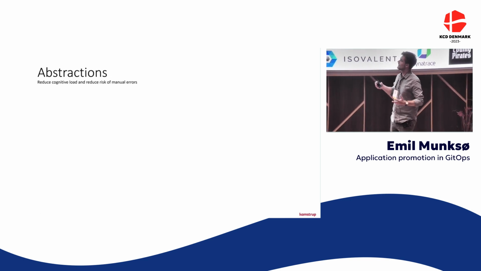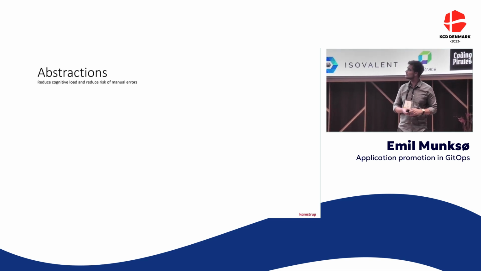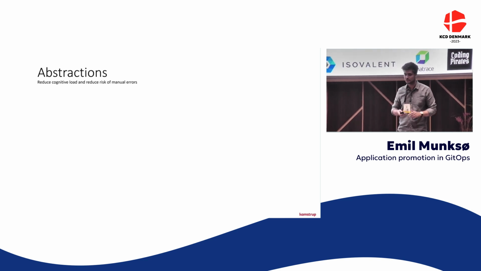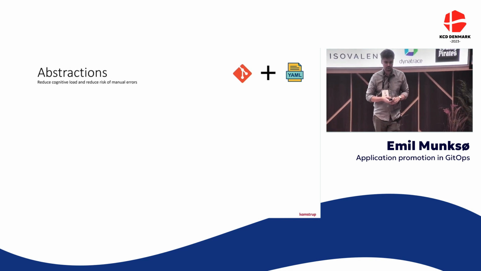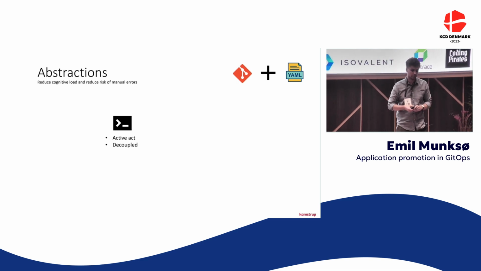Then let's talk about what we can do about it. Well, as with many other things in CNCF and Kubernetes, we can do abstractions. We can reduce our cognitive load and reduce our risk of manual errors. And what are we abstracting? Well, we are abstracting Git and YAML changes, because that's what GitOps is all about.